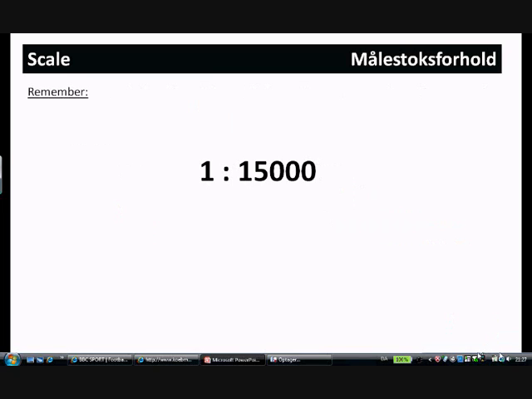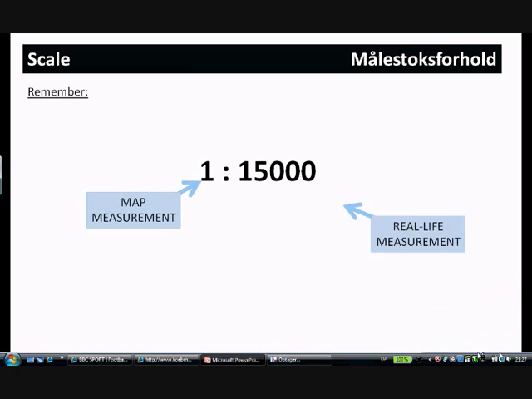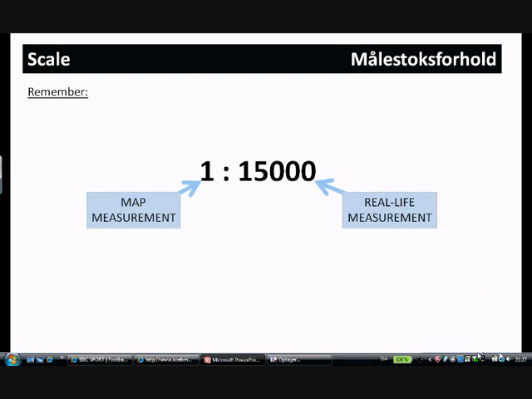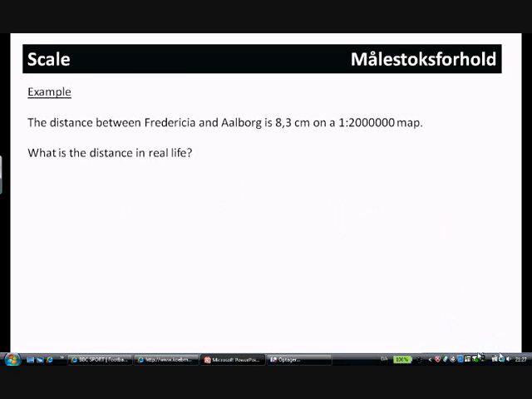So moving on. Remember, 1 to 15,000. The first number is the distance on the map, and the second number is how much it is in real life. 1 on the map to 15,000 in real life. So you can write that down. And again, pause the film so that you can write this down.